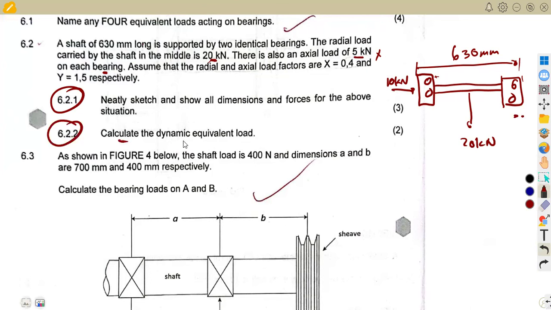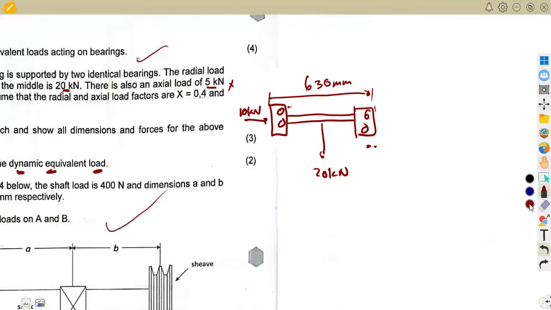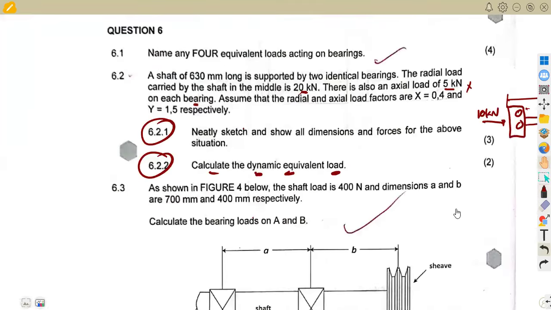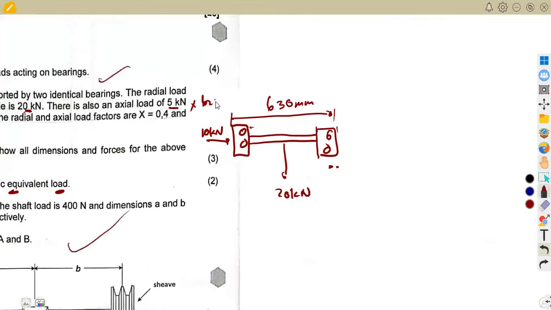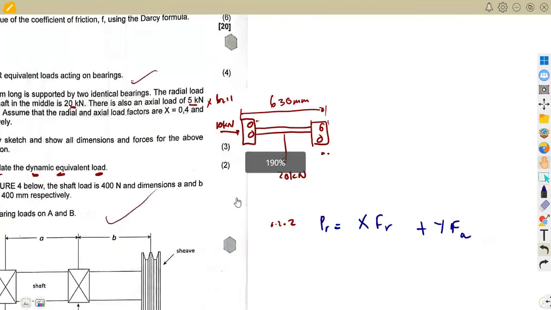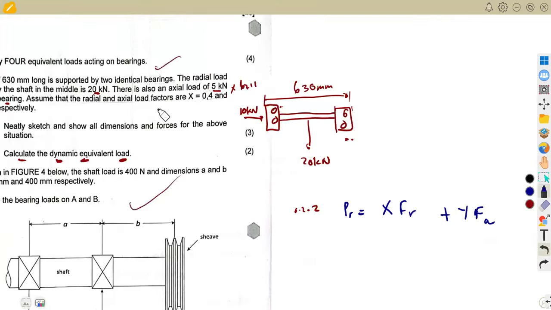6.2, the dynamic equivalent load. Remember I said we can calculate this dynamic equivalent load from our formula. You have got this also in your formula sheet. So this is X times FR, which is our radial load, plus Y times our axial load. You have these from what you're given, from your information, and also the coefficients, these factors, they are given factors, all right? You are supposed to be given these ones.